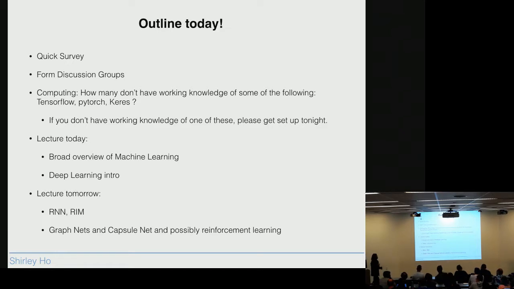If you don't have a working knowledge of one of these, TensorFlow, PyTorch, or Keras, please set it up tonight or today. Even for old people like me, it takes only a couple hours. So you should be able to do it much faster than that.